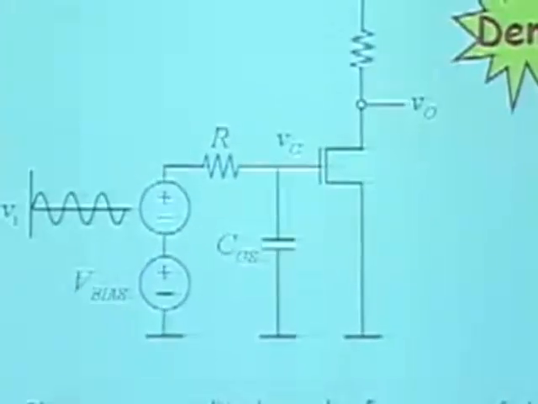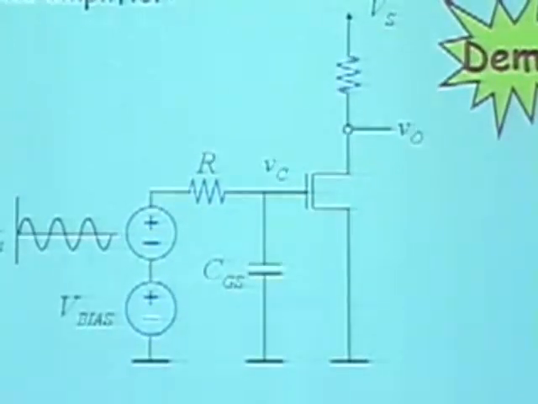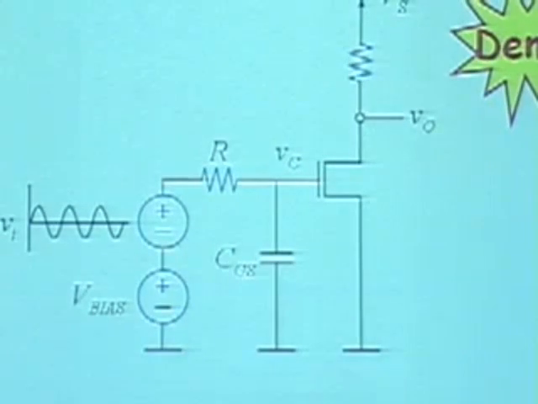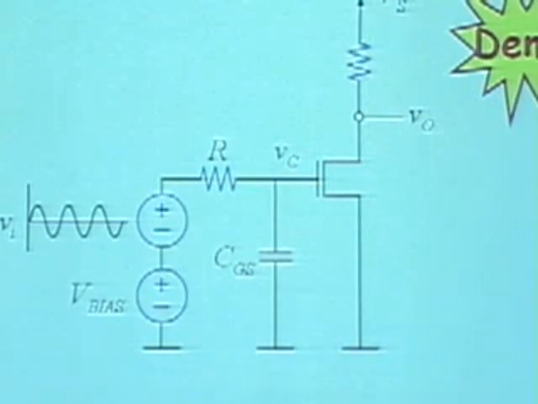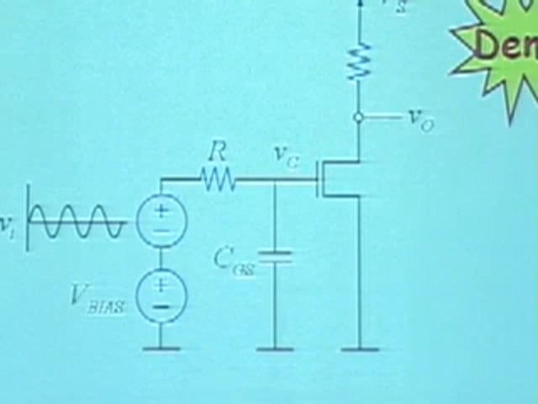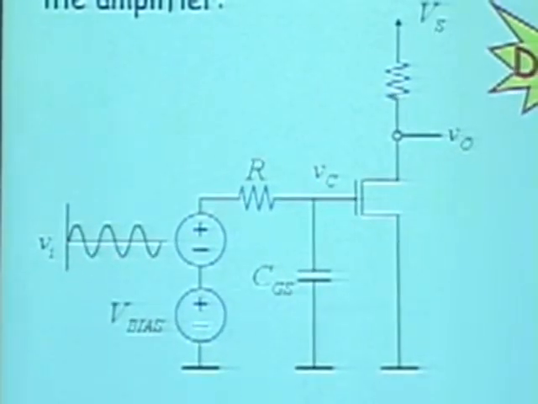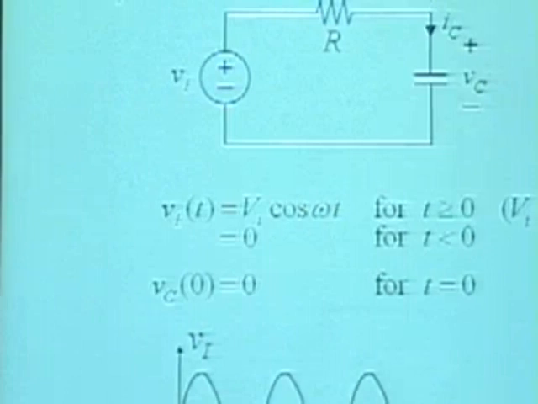Notice that VC is exactly 180 out of phase with VO. So VO is faithfully an inverted, amplified form of the input VC. However, VC itself should have been the same as VI, but it looks quite different. So let's understand why that is so.